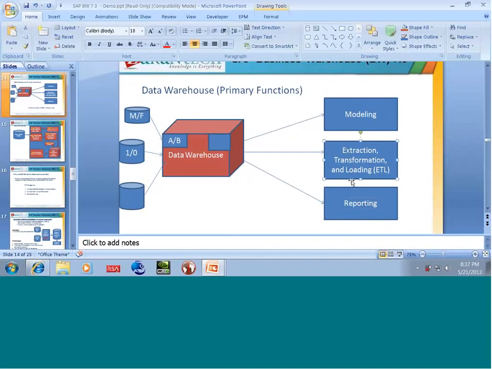So these are the three primary functions of a data warehousing tool. No matter what the tool is, any data warehousing tool is expected to have these primary functions. It should be able to do modeling, it should be able to perform ETL processing, and it should be able to provide us reporting. So this is the data warehouse and its primary functionalities. Any questions so far?